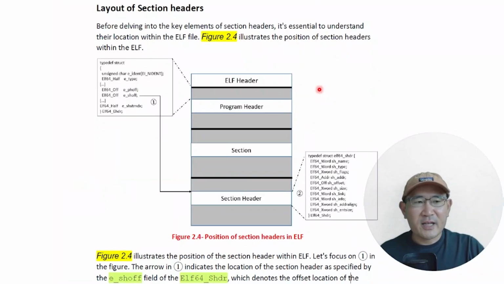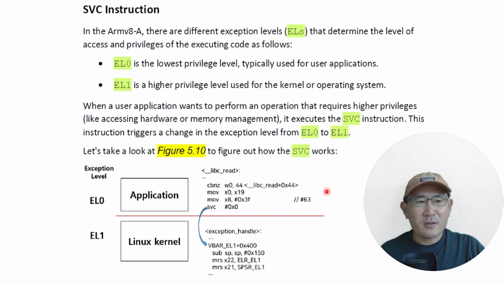To analyze binaries, we need to first understand the binary format. This book starts by explaining the ELF file format. The ELF structure is described step by step, while also analyzing source code. It covers fundamental topics of ARM version 8 architecture.